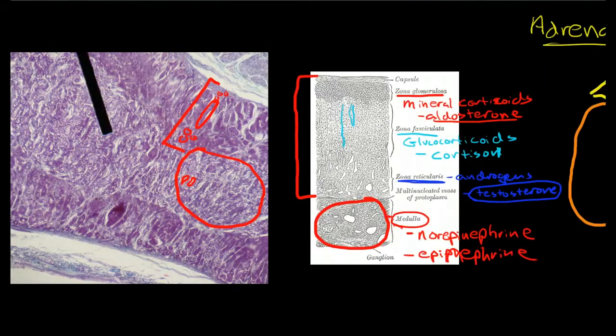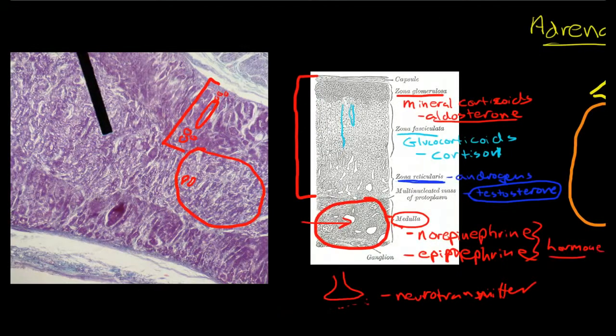So in the nervous system, when norepinephrine is released into a synapse, it is called a neurotransmitter. But when it's released by the medulla into the bloodstream, then it is a hormone. Same exact compounds, just a different way of being released.